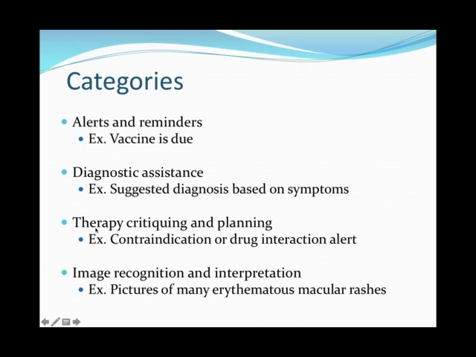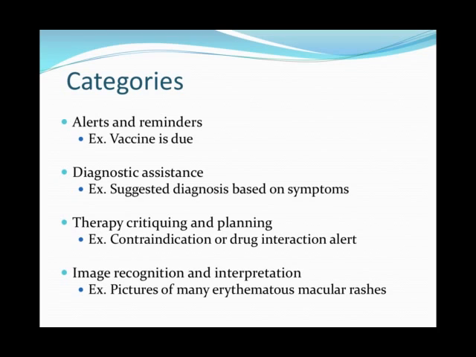Another category would be something that critiques the therapy, or helps you plan what therapy to give, what medication to give, maybe what is the best medication to give. If it's critiquing the therapy, maybe you put in a medicine and you're sending it to the pharmacy, but since the computer already knows what other medications the patient is taking, it can tell you if there are any drug interactions or contraindications to this medication.